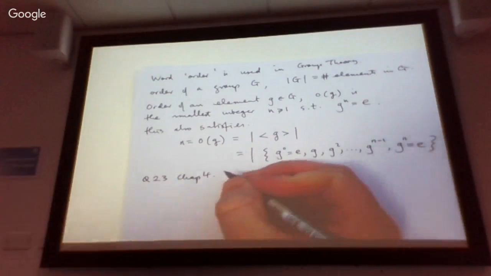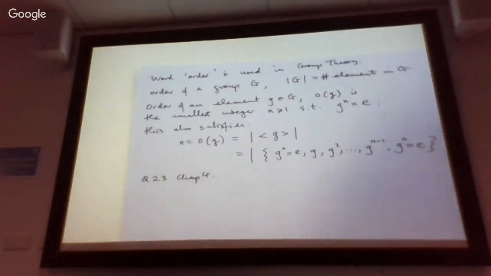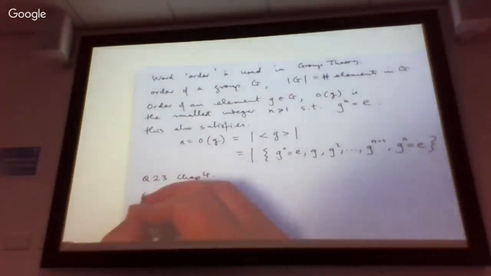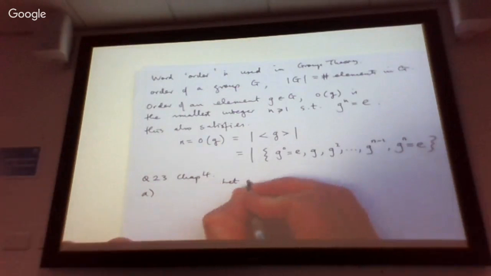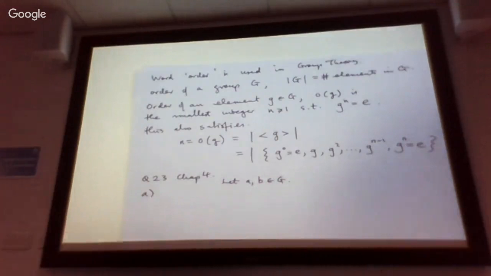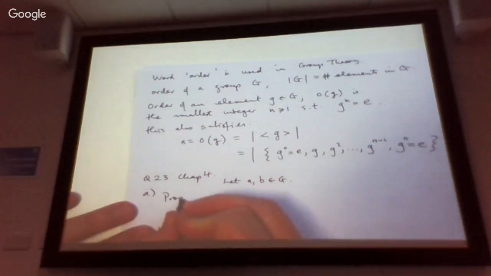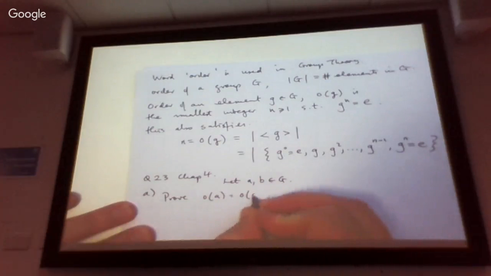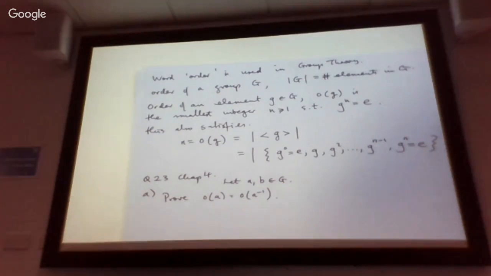For question 23, we see here that a, b are in G. So first of all, just notice that it's completely general. We aren't given any information about the group G at all. So we just have to consider G as being a general group. We don't know whether it's abelian or non-abelian. We don't know whether it's finite or infinite. So we have a in G. First of all, we want to prove that the order of a is equal to the order of a inverse. That's interesting, that an element and its inverse have to have the same order.